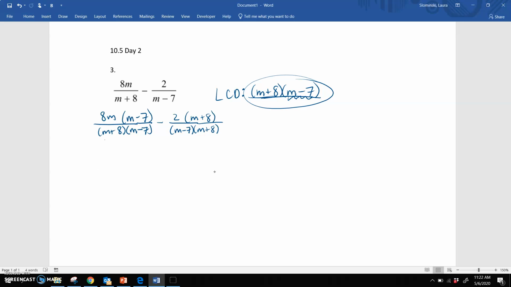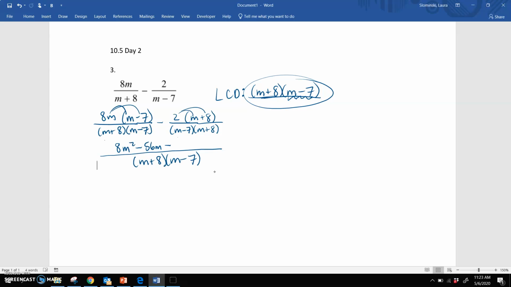Once I've created the common denominator in both fractions, I can rewrite it as a single fraction with that one common denominator, m plus 8 times m minus 7, or you could do m minus 7 times m plus 8. And now I work to simplify the top. I must distribute the 8m to both the m and the negative 7, so I get 8m squared minus 56m. Don't forget to bring down your minus.